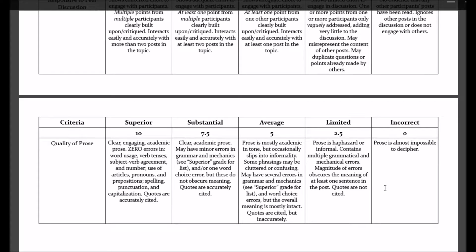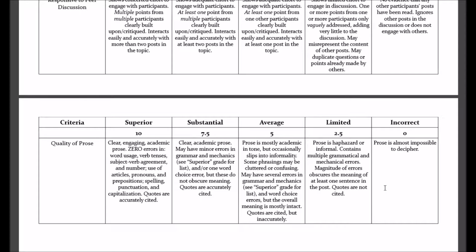All right, gang. So last point, and not to be overlooked, is the quality of your prose. You're writing academic prose, right? So let's look at the requirements here. Clear, engaging academic prose. Zero errors in word usage, verb tenses, subject-verb agreement and number, use of articles, pronouns and prepositions, spelling, punctuation and capitalization. Quotes are accurately cited.